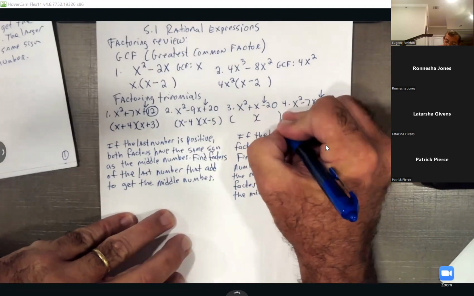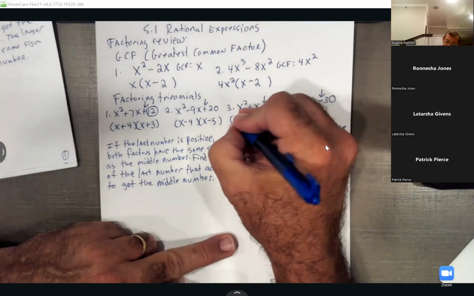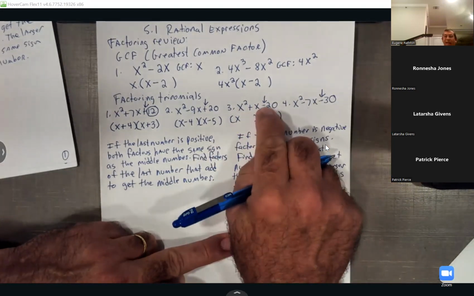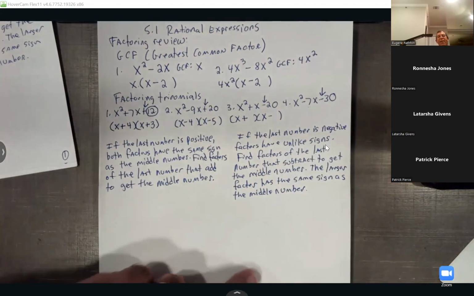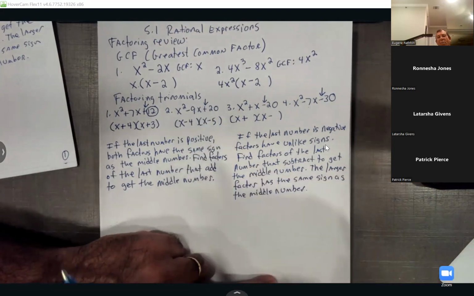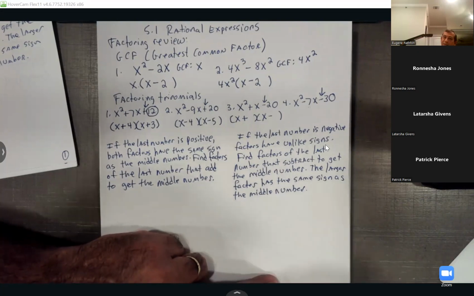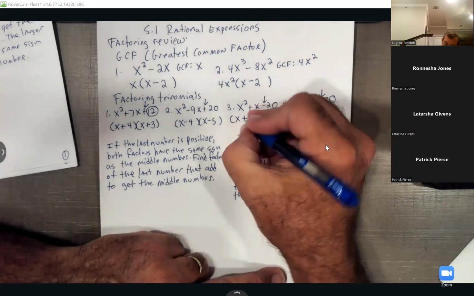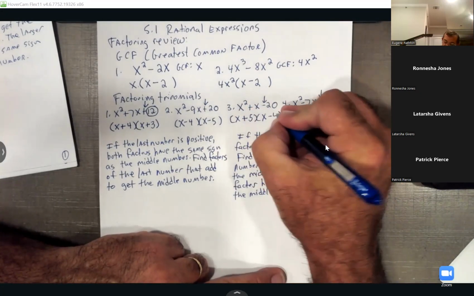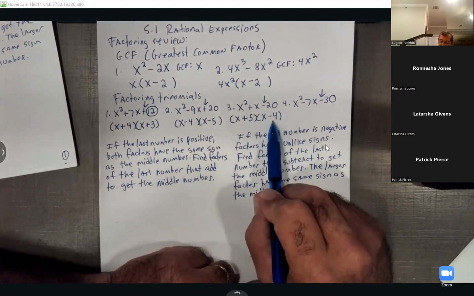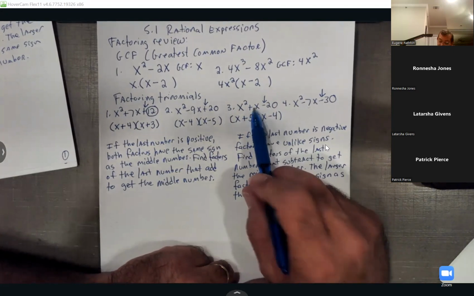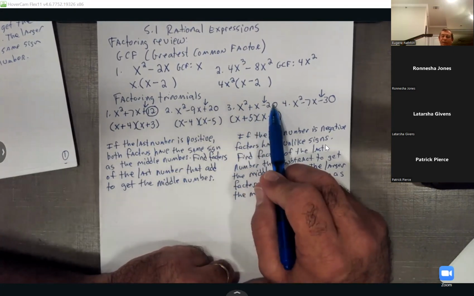So let me see how y'all do on this one. Number 3, x squared again, you've got an x and an x. That's a negative at the end, so you've got unlike signs. So what factors of 20 when I subtract will give me 1? 5 and 4. And since the 5 is the larger factor, we're going to make it positive like the middle number, and the 4 has to be the negative. So watch this: 5 plus -4 equals 1, like that 1x, and 5 times -4 equals -20.